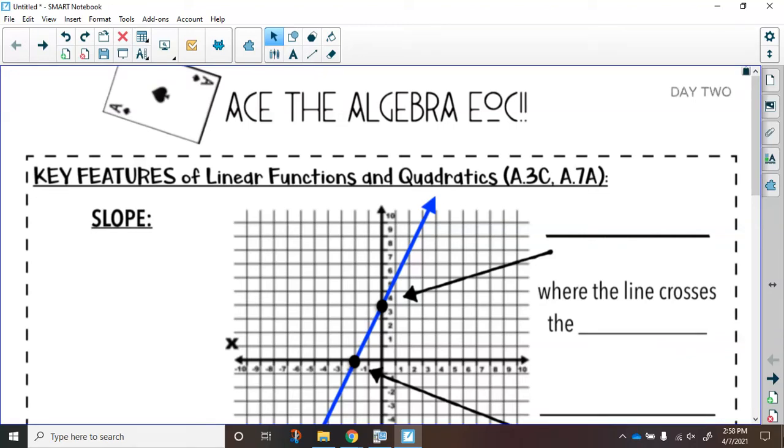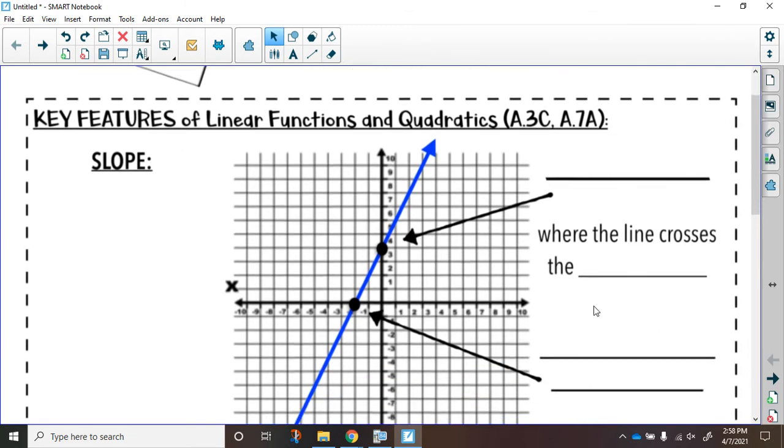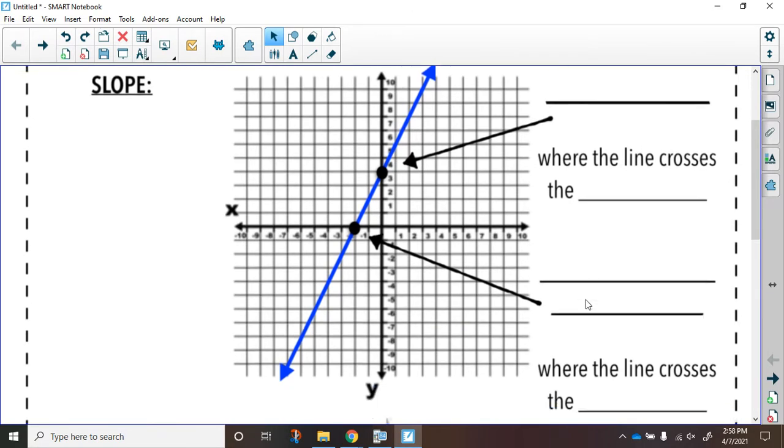Hey guys, so today we're going to be starting day 3 of Ace the Algebra Star, and we're going to first look at key features of a linear function. So a linear function is a graph of a line, and there's just a few key features that we need to focus on.